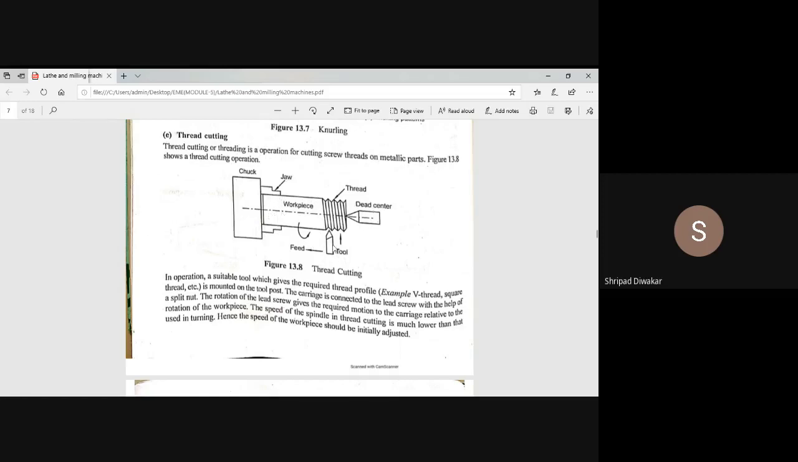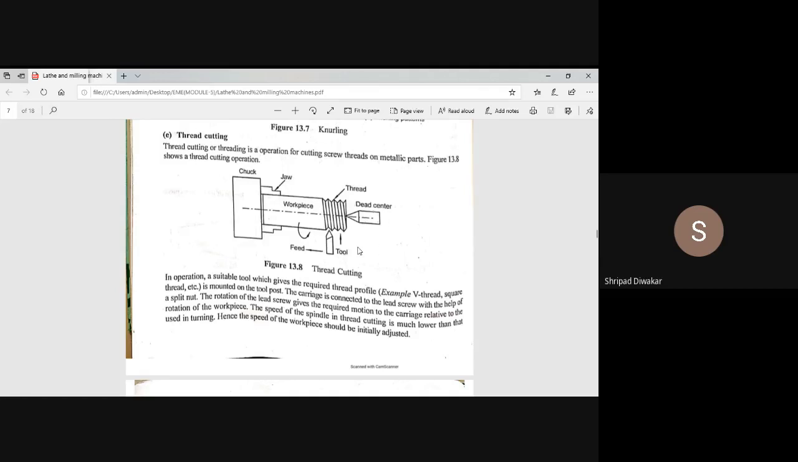And once again, the tool is fixed in the tool post, and it moves in a direction parallel to the axis of rotation. You remember, in cylindrical turning, knurling, and thread cutting, everywhere the tool moves in a direction parallel to the axis of rotation. But in case of facing, the tool moves in a direction perpendicular to the axis of rotation.